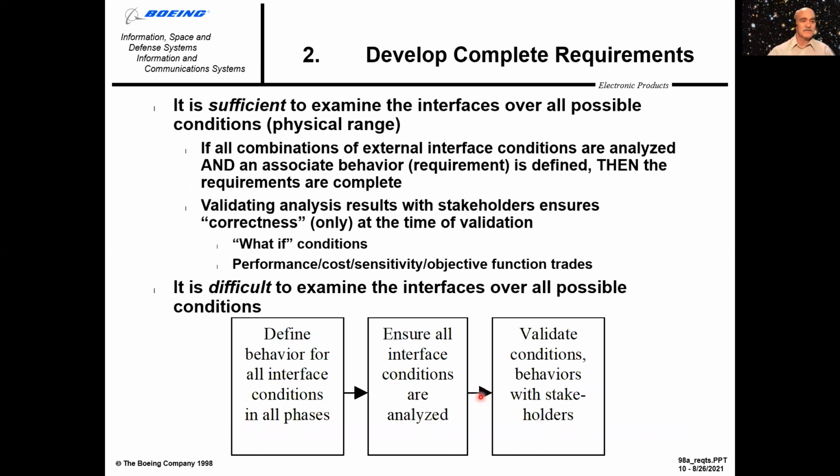Step 2 is to develop complete requirements from the problem statement. One of the things I tried to assert in the prior paper from 1996 is that it's sufficient to examine the interface's overall possible conditions, the physical range, in order to assert completeness. If all combinations of external interface conditions are analyzed and we have an associated behavior defined for them, in other words, a requirement, then the requirements are complete, because there's no condition of the universe that isn't included in that set of conditions.